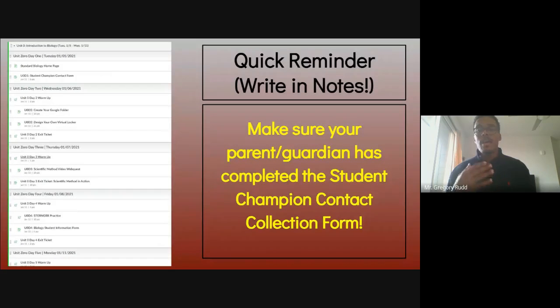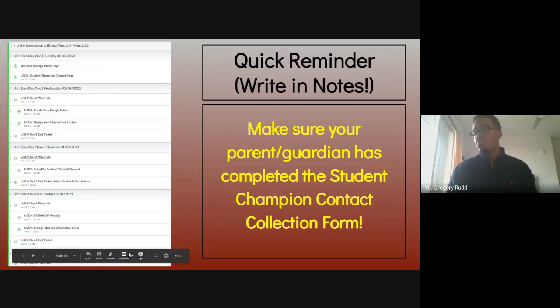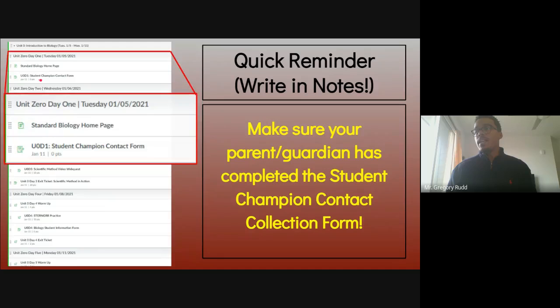Contact information is not always up to date in PowerSchool. But if you go into our Unit 0 module, under Unit 0 Day 1, you should see that there's a student champion contact form. Okay, so this is not for you all to fill out. This is for you to share with a guardian or someone who you trust and who's going to hold you accountable this semester. That way I have their contact information and I can reach out to them.